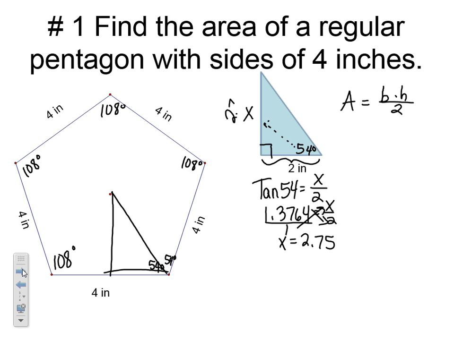I'm going to write that in my picture now. So now that I know that, I can finish finding the area of that triangle. So area equals base of the triangle times the height of the triangle divided by 2. So 2 times 2.75 divided by 2 gives me an area of 2.75 inches squared. Now remember what we just found there? That's the area for just this one little blue triangle that we have. One triangle that would be fitting in that pentagon.